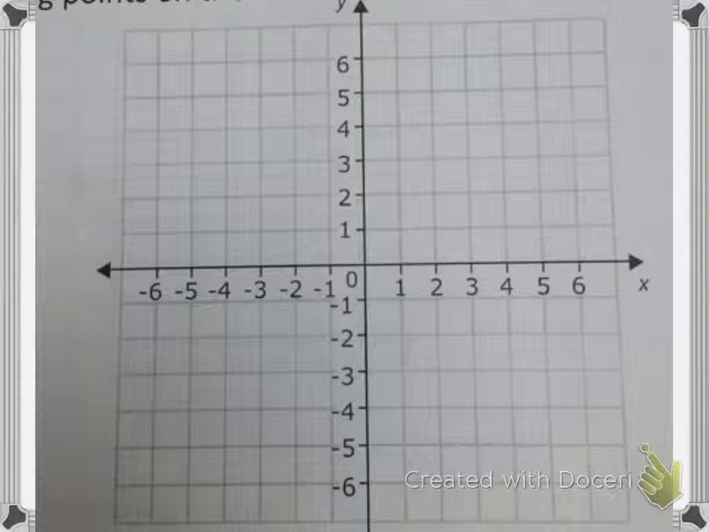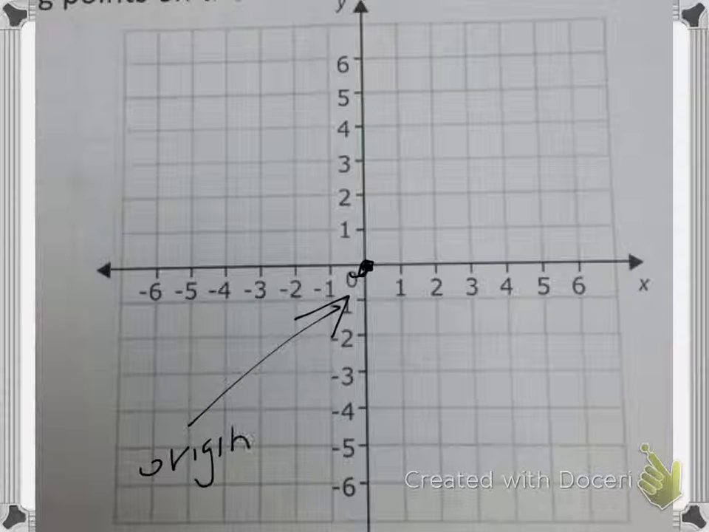Okay, to go into the next section, which deals with coordinate planes, we have a coordinate plane right here. With a coordinate plane, we always start with the center, which is called the origin, and we move from there. We have the x-axis and the y-axis, and we're simply going to put numbers onto these lines.